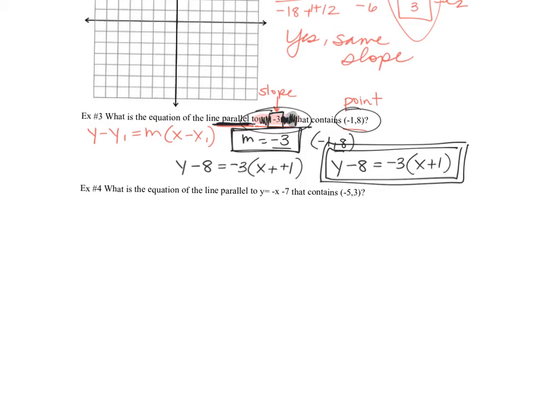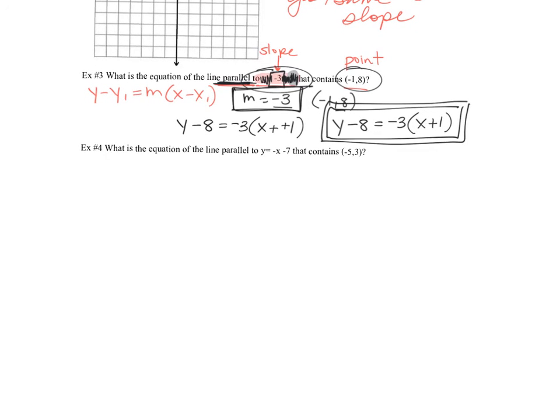Okay, same idea for the second one. Maybe pause this and try it on your own first. But now that you've done that, coming back to me, we are looking for a slope. So the slope of the line parallel to this line, we don't want the -7, we don't want the x. This negative is like a -1. We don't want the y. We just want that -1. So our slope is going to be -1, and then this is going to be our x1 and y1.